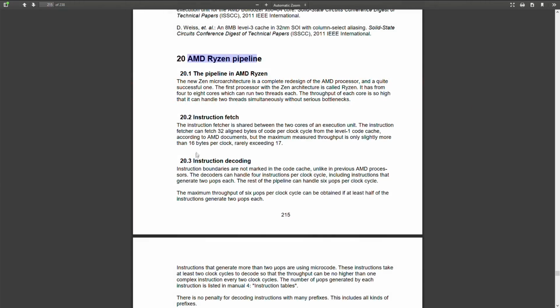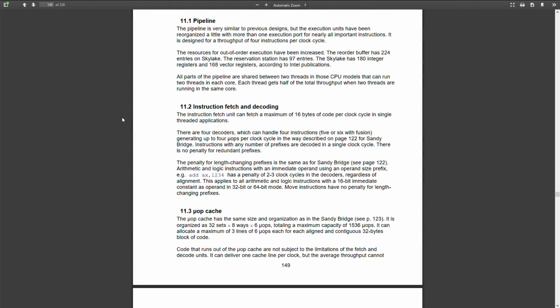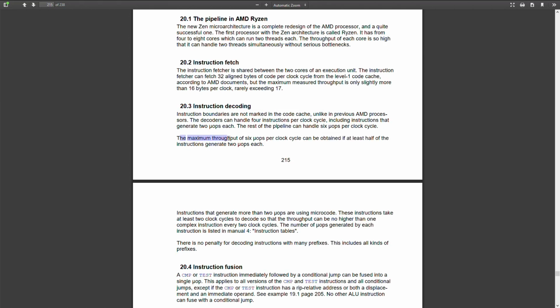When we look at the decoders, both Zen and Skylake CPUs have decoders that can handle up to 4 macro ops per clock, that is an x86 instruction. However, Skylake's decoders may only produce up to 4 micro ops per clock. Zen has the capability to produce up to 6 micro ops per clock, only assuming 2 of the macro ops generate 2 micro ops once decoded.